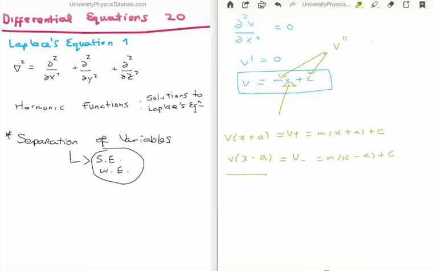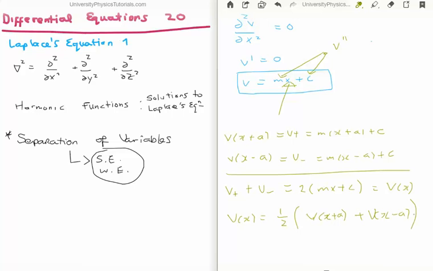And these are two simultaneous equations. So the solution of this is going to be v plus v minus, and it's going to be 2 times (mx plus c). But we realize that mx plus c in actual fact is our function that we started with, v of x. So this is v of x plus a, this is v of x minus a. So we can rearrange it so that we get v of x is a half v of x plus a plus v of x minus a. Now a, of course, can be any value. What we're actually finding is that the solution to Laplace's equation, v of x, is in actual fact the average of the surrounding values.